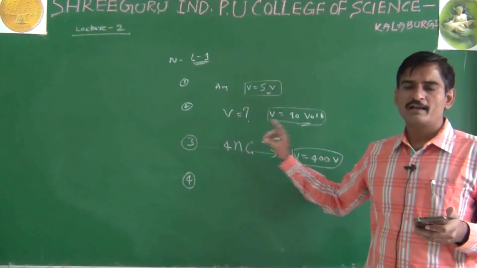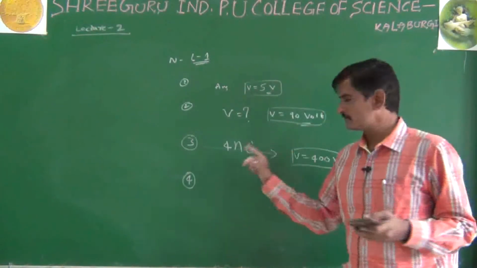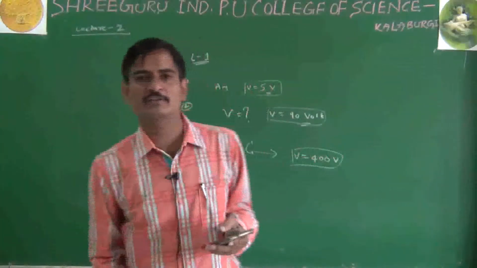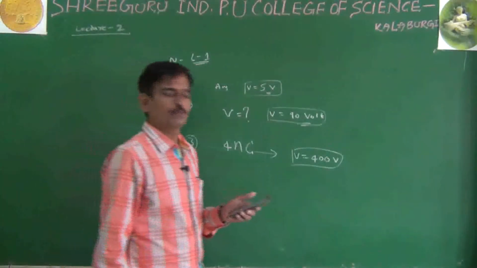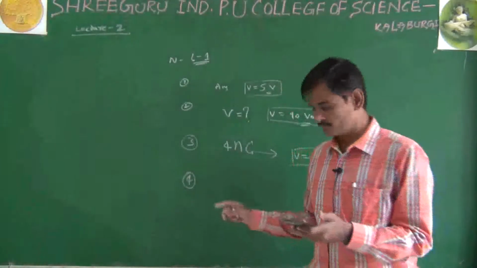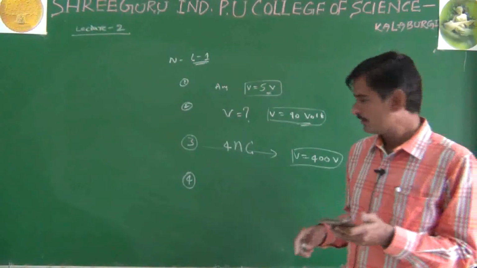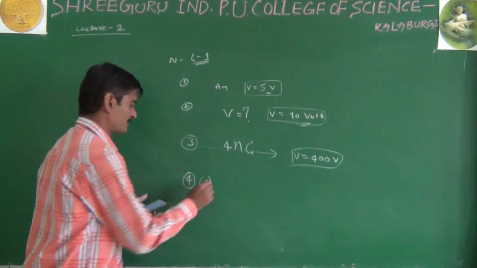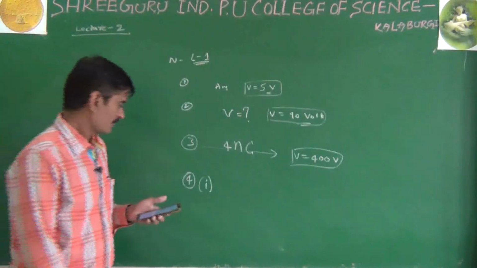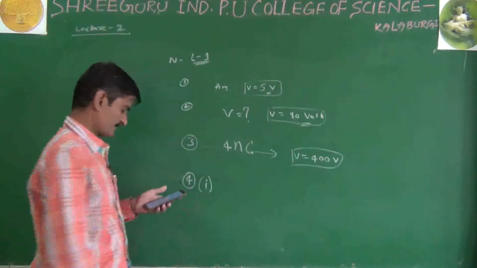You don't try now. Try it later. You just write down all the questions now. After the completion of class, you try on your own. Next, question number 4. Question number 4, first part, part A or part 1 or Roman 1.